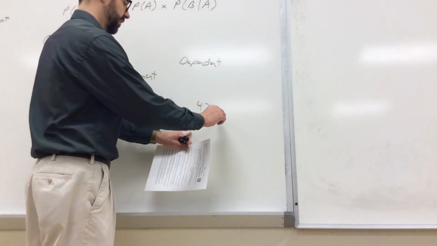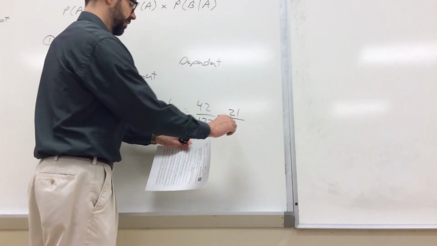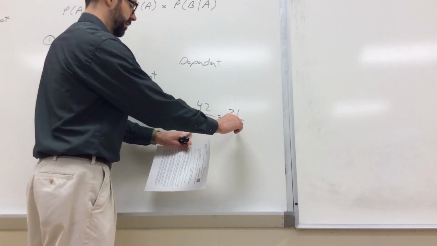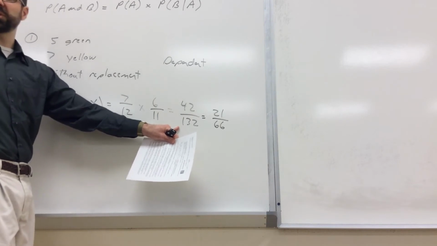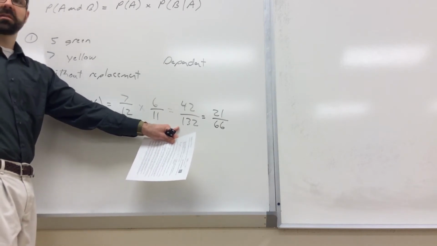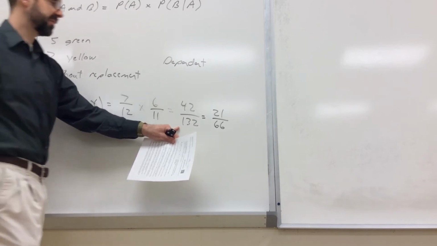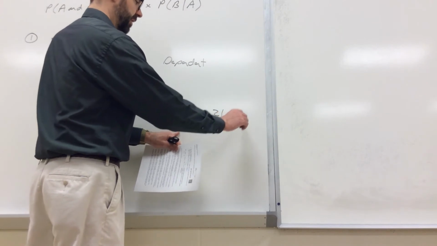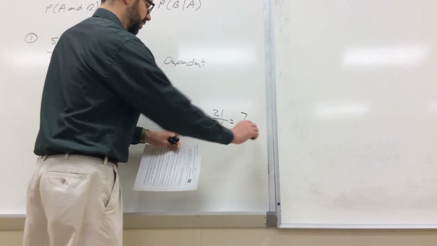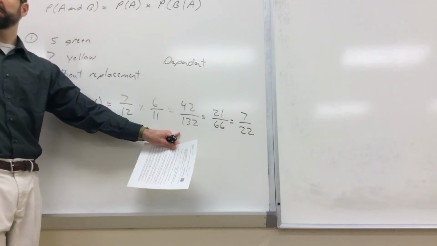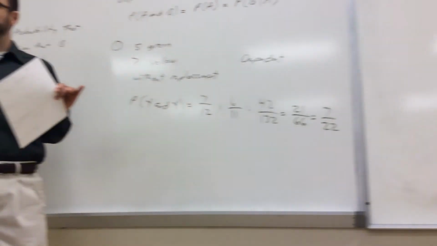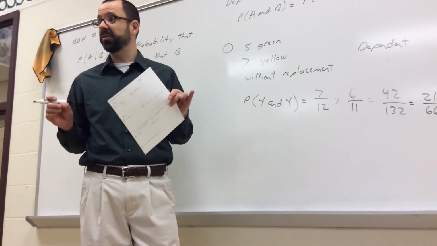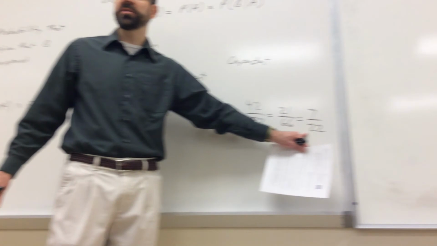And then that will reduce, let's see, 21 over 66. Am I doing okay? Is 132 divided by 2 66? Somebody check me. Thank you. And then I think you can divide that by 3. It comes out to 7 out of 22 in the end. So the chances of reaching in and getting a yellow, and then reaching in again and getting a yellow, overall are 7 out of 22.